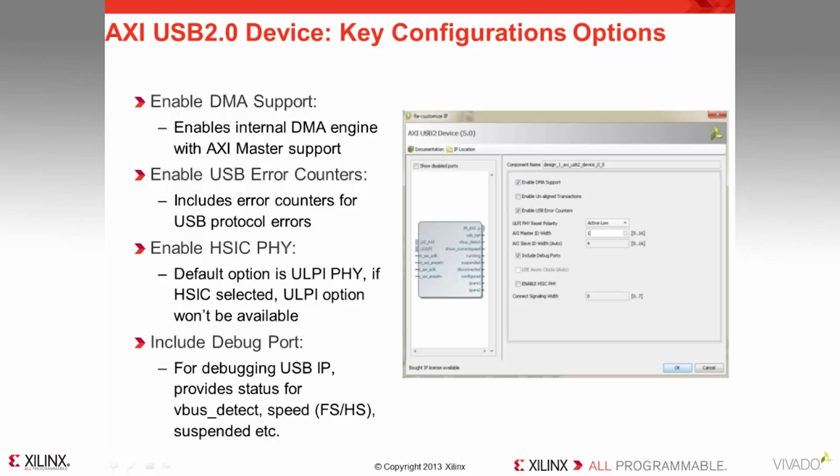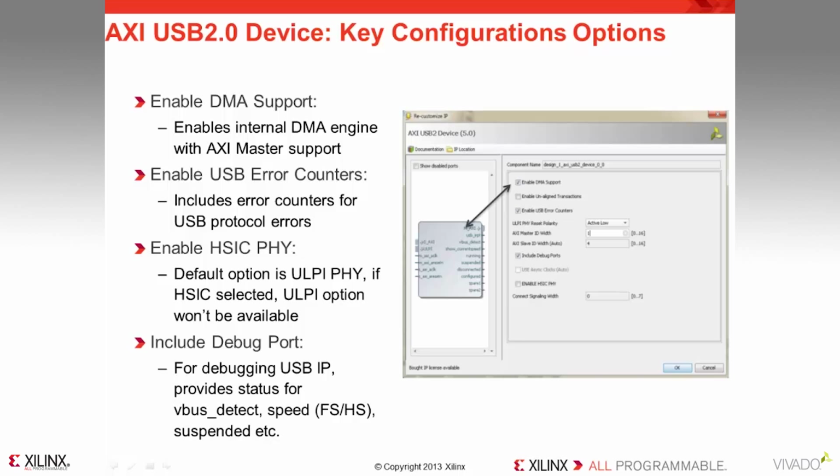Now the default option for this IP is no DMA support, no USB error counters, no include debug port. So in its default form, you will see only slave AXI interface, ULPI interface, clock and reset and interrupt. Now the optional features are enable DMA support. This enables internal DMA engine.